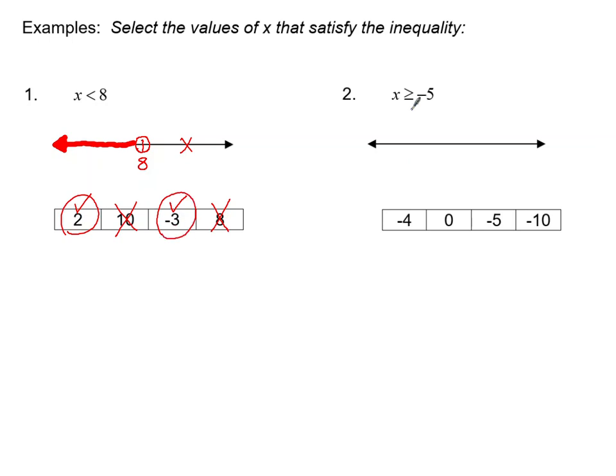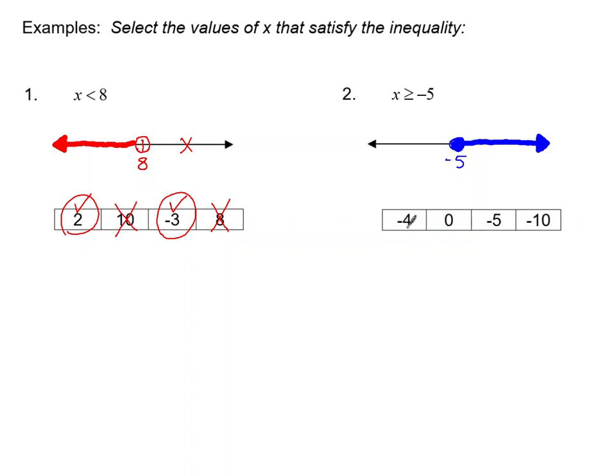Let's look at number 2. This says x is greater than or equal to negative 5. Negative 5 is the important number. I'll put that right in the middle. The equal to part means that I get to include it. So I'm going to put a nice closed circle. And I know that I'm graphing to the right because I'm talking about numbers that are greater than negative 5. So I'm going to shade this. And those are all the numbers that I'm talking about.